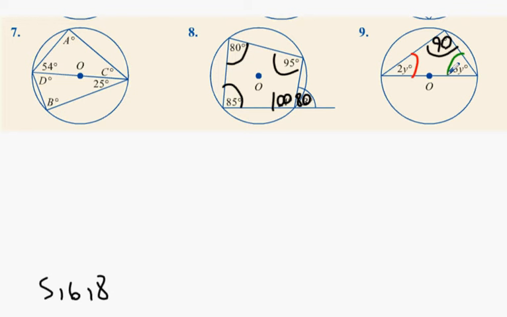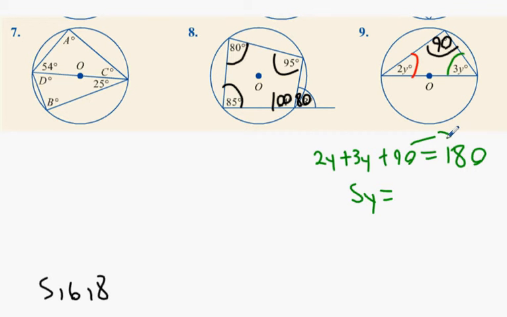So Aaron, you're correct, okay? Aaron might do it like this. Aaron might say 2y plus 3y plus 90 equals 180. That's all three angles added together, right? 2y plus 3y, 180 minus 90, 5y equals 90. y equals 18 degrees.